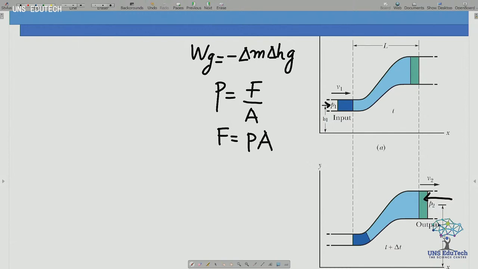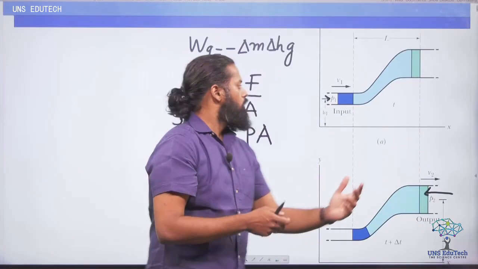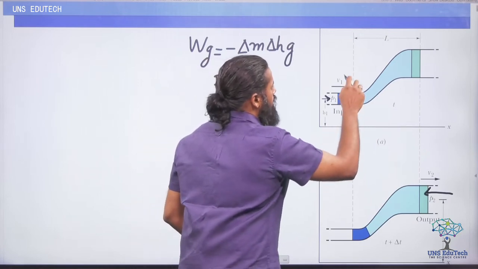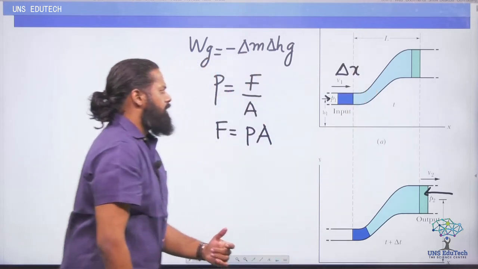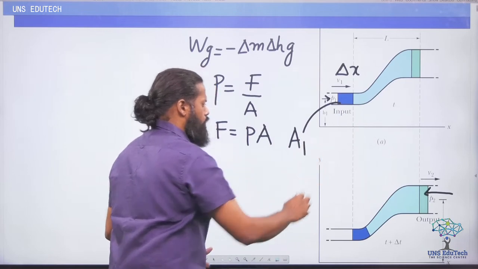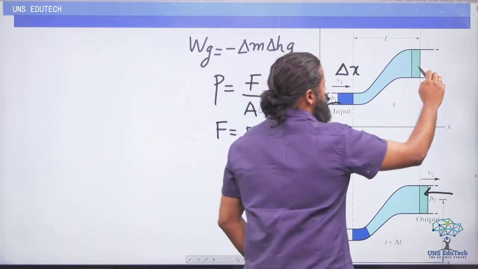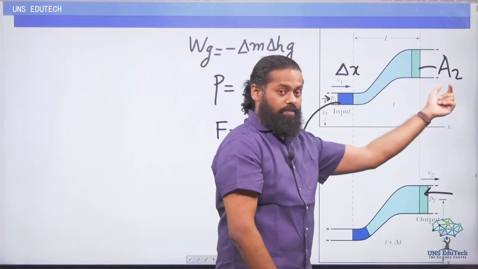It's very interesting, please listen. Here, a certain amount of pressure is acting. So you can find out the work done. What is work done? Again, force into displacement is work done. Assume you are taking a small portion here, let that portion be delta x. If you know the area of cross section, let it be area of cross section A1 here. Similarly, the area of cross section at this side is A2. You know that the continuity principle you can apply again here: whatever volume entering into the system should leave the system.